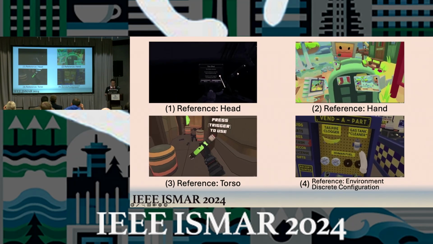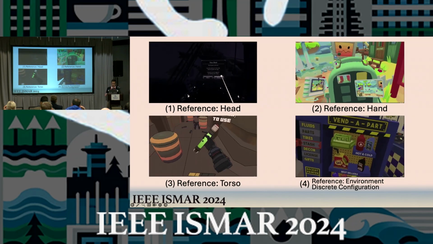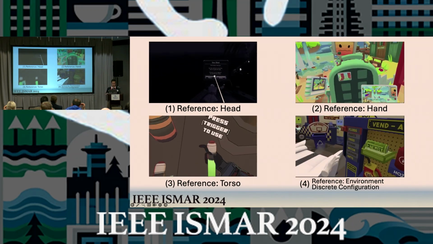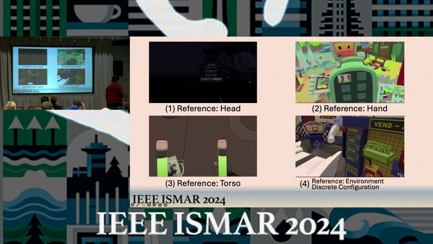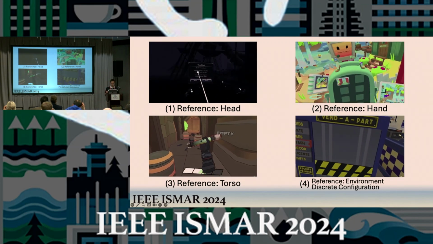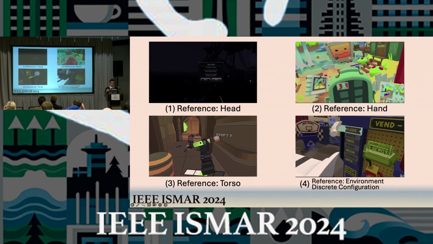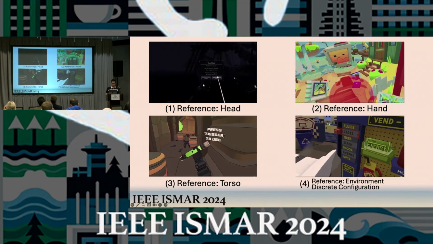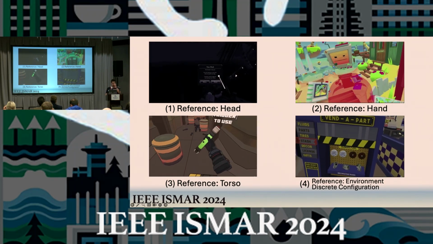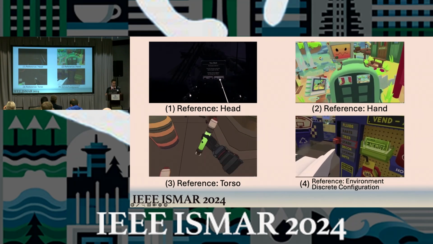In example 3, objects in inventory system follow the user's estimated torso positions, so they are torso referenced. And then in example 4, the user is setting a handheld slider into one of the selectable discrete configurations, which is a type of selection that we identify here. And yeah, so these are the examples.